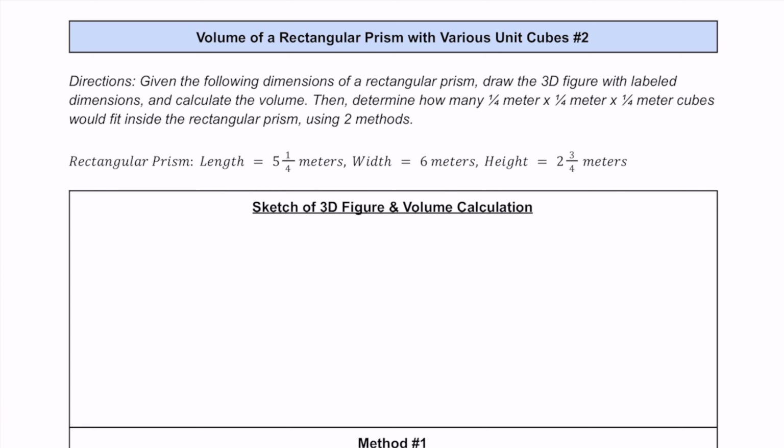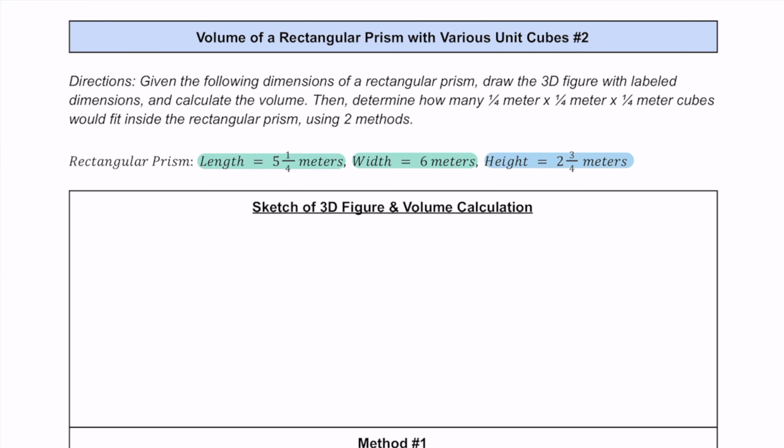In this particular example, we're going to be dealing with a rectangular prism, where the length of this rectangular prism is going to be 5¼ meters long, the width is going to be 6 meters long, and the height of this rectangular prism is going to be 2¾ meters long.